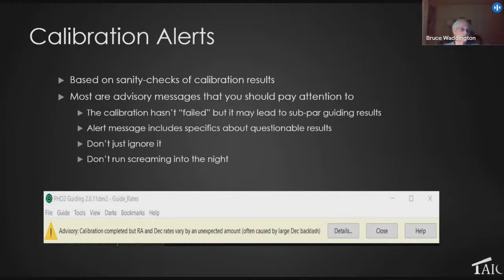What you really don't want to do is just ignore it. And there's also no reason to just run screaming into the night when you get one of these things. All is not lost. This is not a disaster. An example of what one of these looks like is down here at the bottom, and it's just a summary of what the issue is. So in this case, we're saying we measure the right ascension and declination rates, but they don't really line up. They differ by an unexpected amount, and that's often caused by backlash. So you could choose to say, okay, I know what that's all about, and close it and redo the calibration. Or you might want to look into the details a little bit.